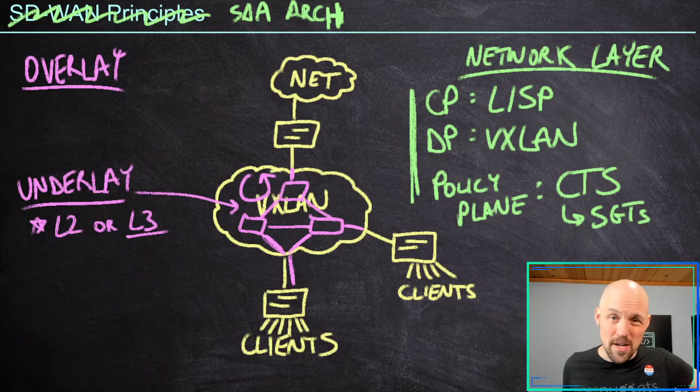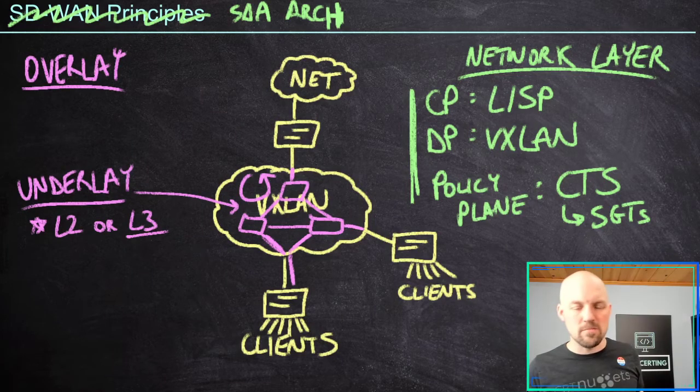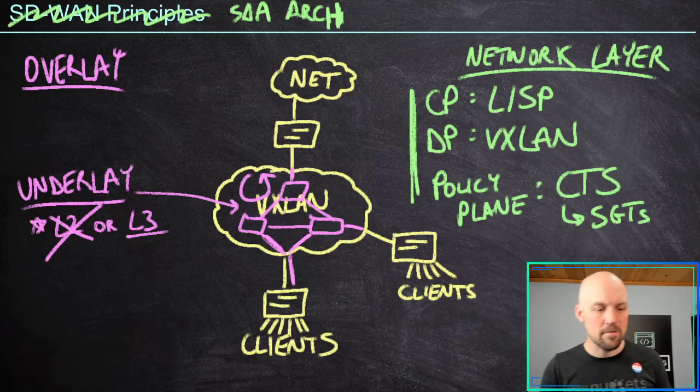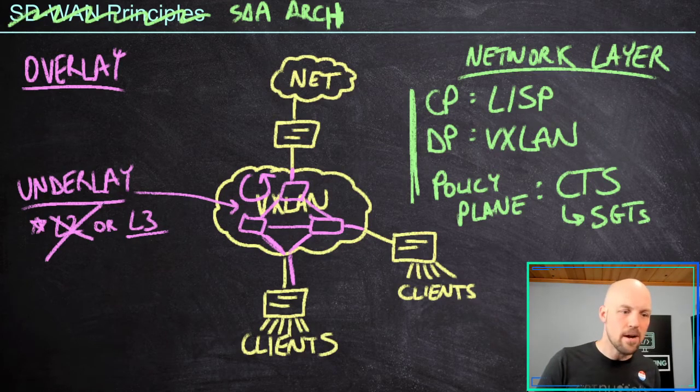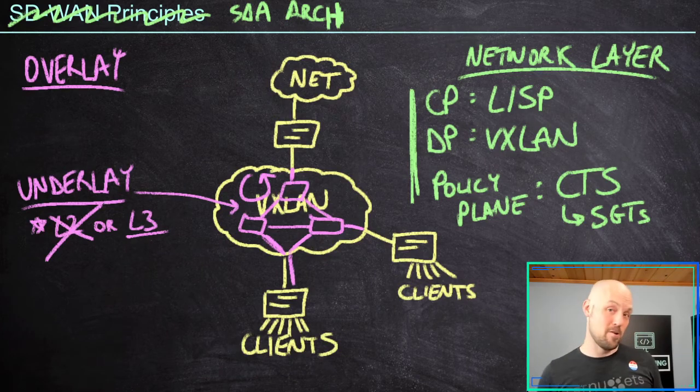You have to run spanning tree. And one of the reasons we're going to this architecture is to get rid of spanning tree and to get rid of these looped layer two domains and, period, just to get rid of layer two domains. We don't want layer two anymore. We're sick and tired of layer two. So I could build my underlay on layer two.